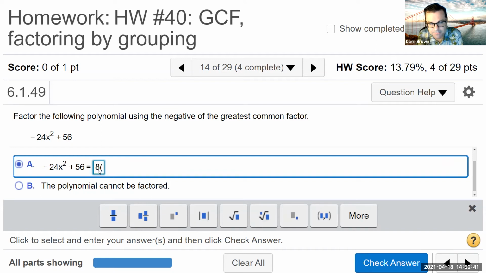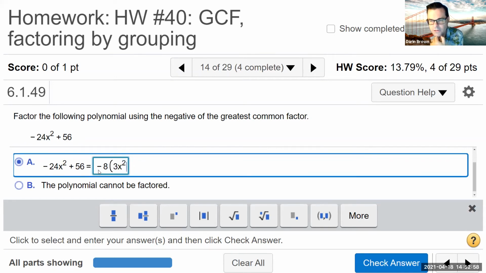But because it's minus 24x squared, I'm actually going to factor out a negative 8. It just makes the convention for what's left over better. So when I do that, now I get a 3x squared, because that will multiply to negative 24x squared. And then the positive 56, I have to change the sign, because if you factor a minus out of a positive, you get a minus. So that's going to change the sign to minus 7. So it's negative 8 all times the quantity 3x squared minus 7. And again, you can distribute through to check to see that you've done this correctly.